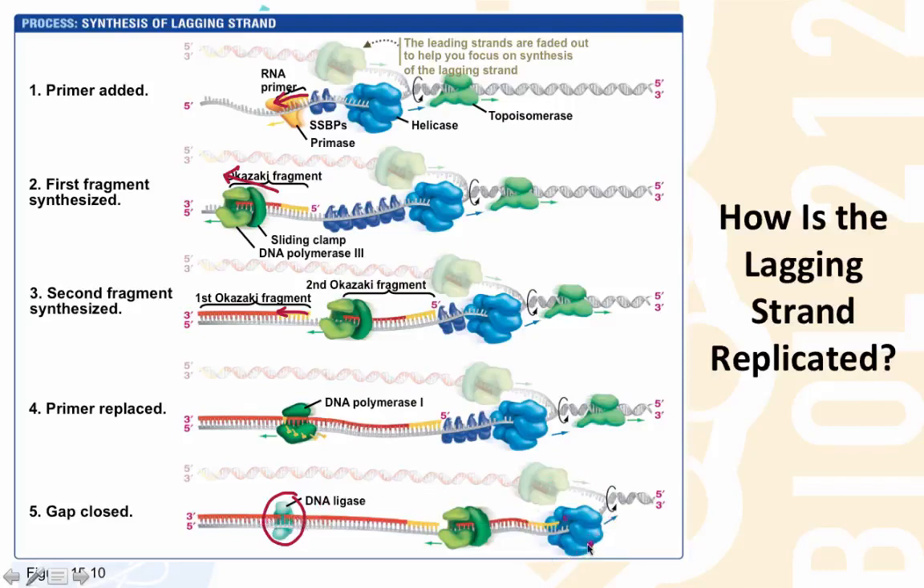Simultaneously, at the replication fork, you can see that a third fragment has started to be synthesized, which will be joined to the second fragment. This process continues until the entire DNA molecule has been replicated.